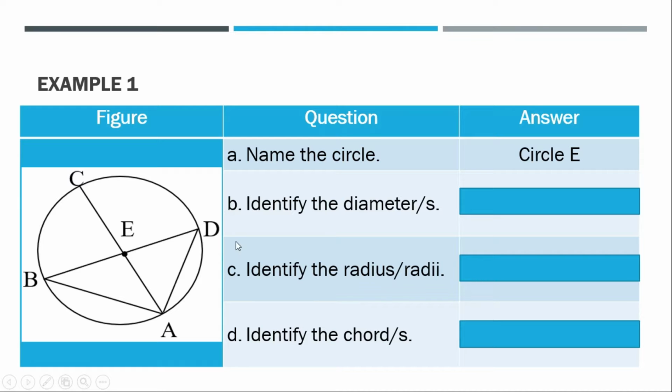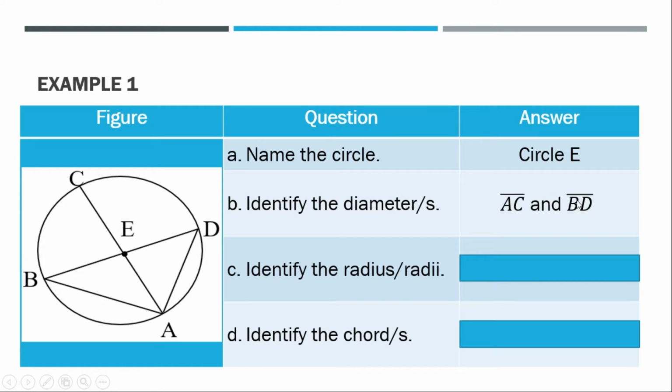The next one, let's identify the diameters or diameter. How many diameters does our circle have? We have here 1 and 2. So it does not have just one diameter, there can be two, or three, four, as long as they are shown in our figure. For our diameters, we have line segment AC and line segment BD. Always remember the symbol placed above our letters.